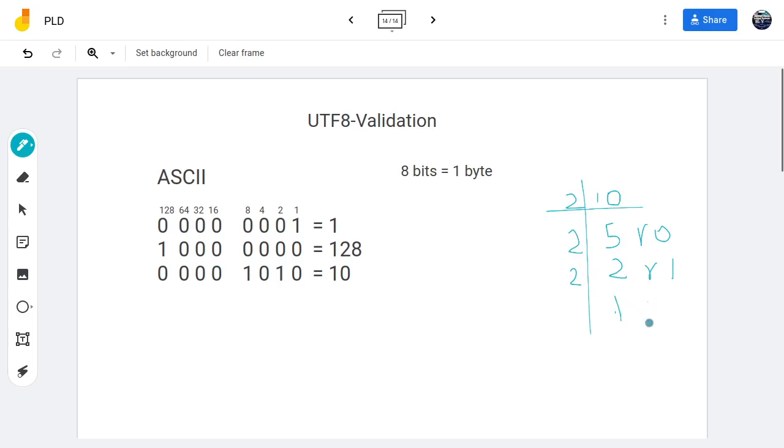Now, 1 divided by 2 gives 0, remainder 1. Then usually you take your answers from down to up. Let me get another color and indicate that we're taking these answers from down to up. So let's draw this arrow here. Now, if we take the answers from down to up, our answer will be 1 0 1 0.